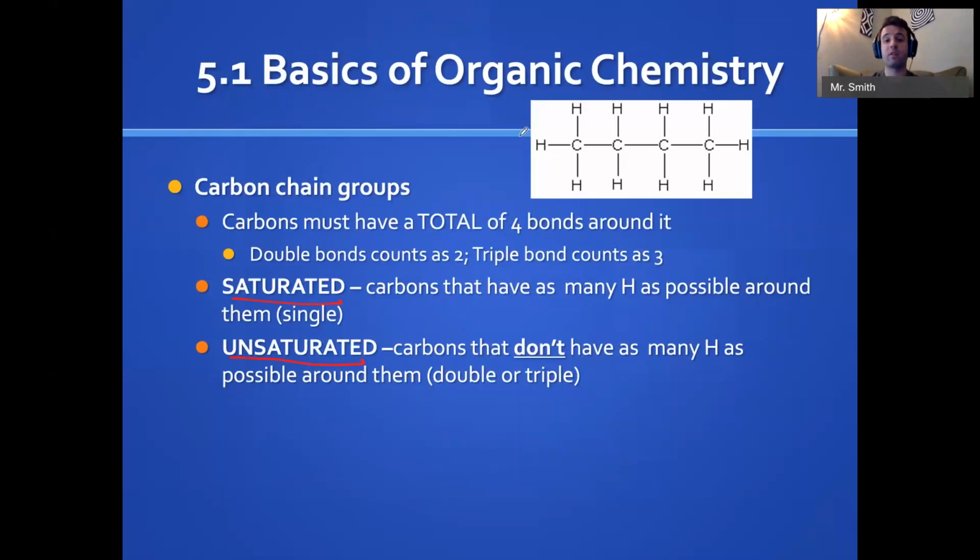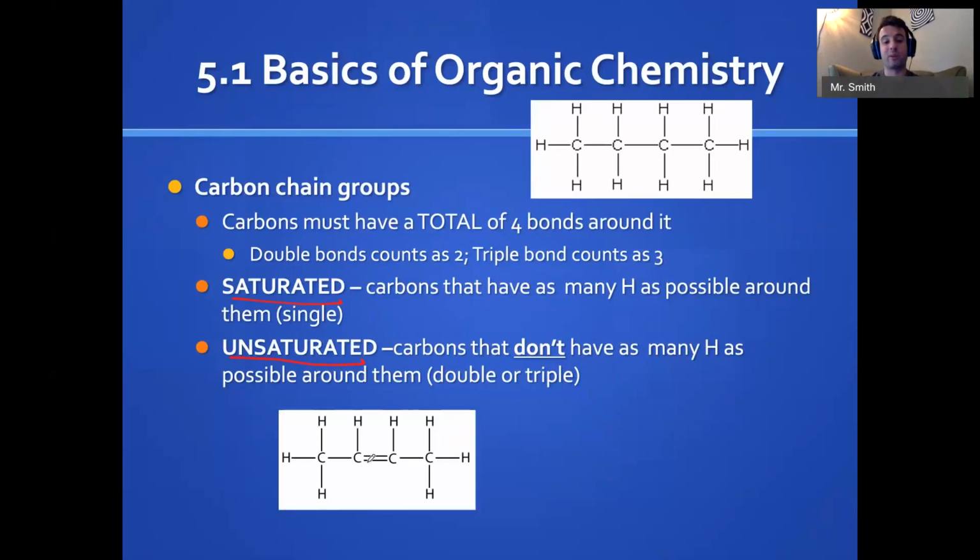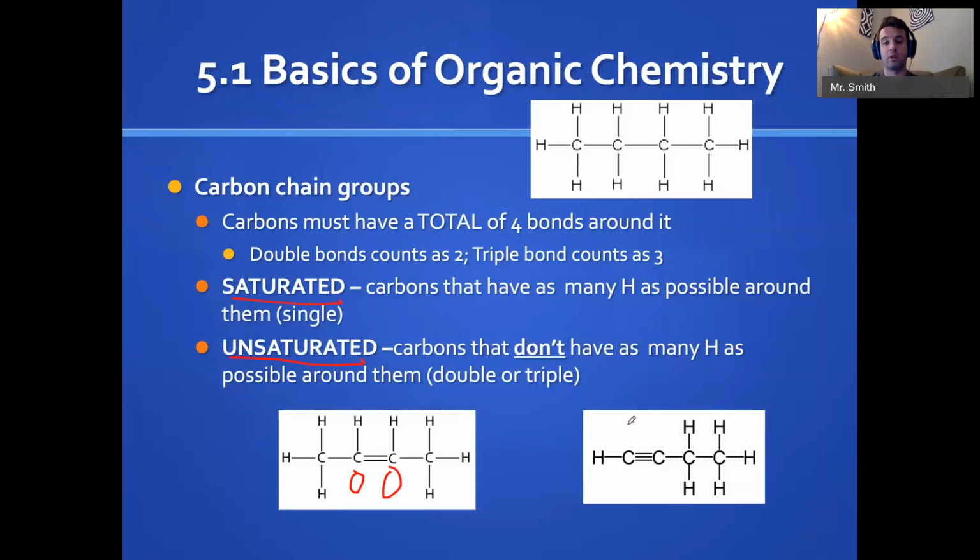This is an example of a saturated hydrocarbon. Notice every C has 4 bonds coming off of it, all going to hydrogens, or as many going to hydrogens as possible. Versus over here we've got a double bond, so we're kind of missing 2 hydrogens, so that would be unsaturated. And then here we're missing 4 hydrogens because of that triple bond. So again, unsaturated.